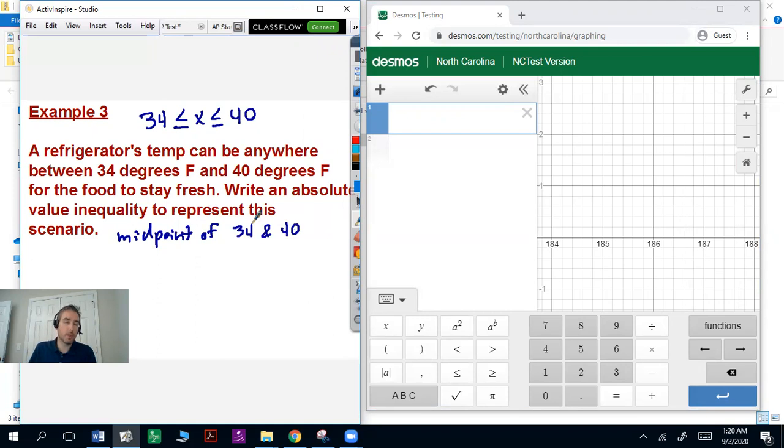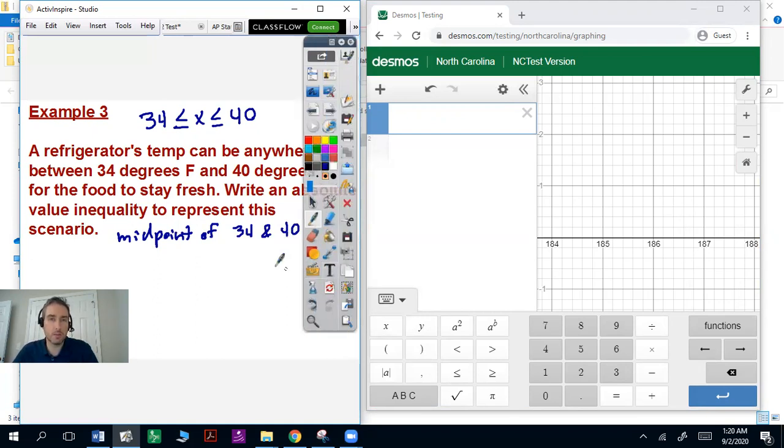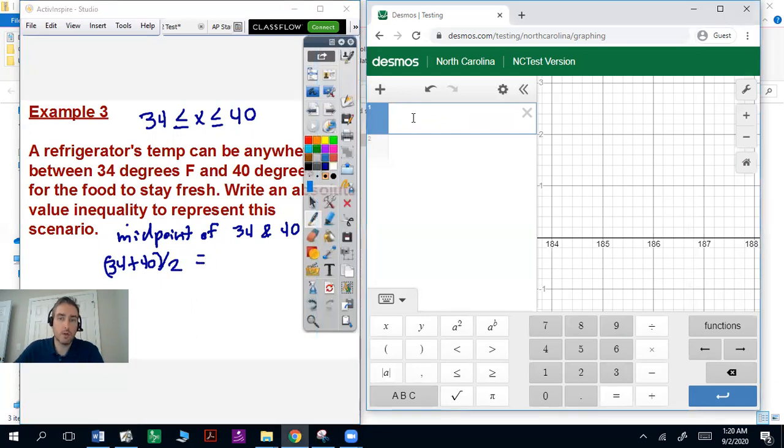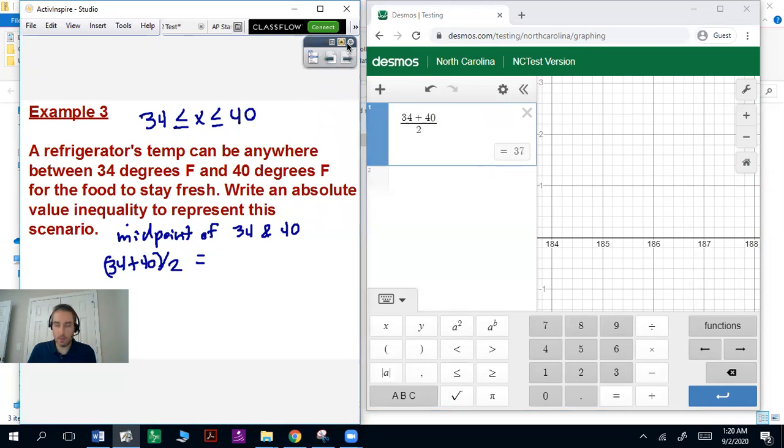Well, you can probably guess what it is, but you can also just add them together and divide by 2. Well, it's going to be 74 divided by 2. Or you can get all fancy and type it in here, but that's 37. 37 is halfway between 34 and 40. So the significance of 37 now is that's going to be the number that goes inside the absolute value.